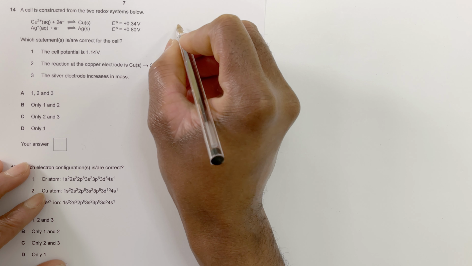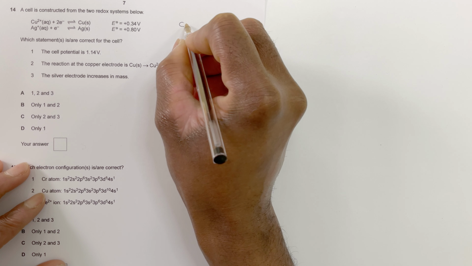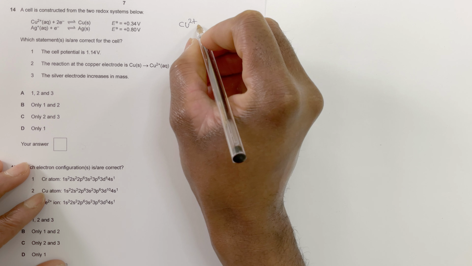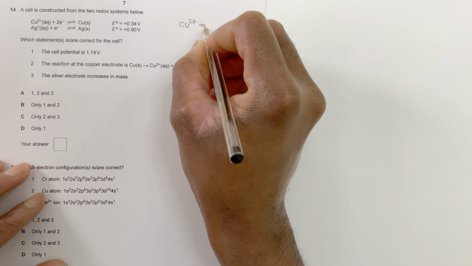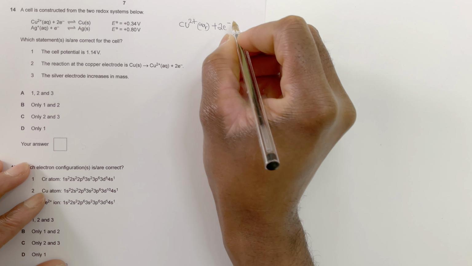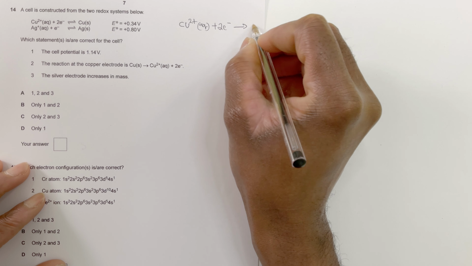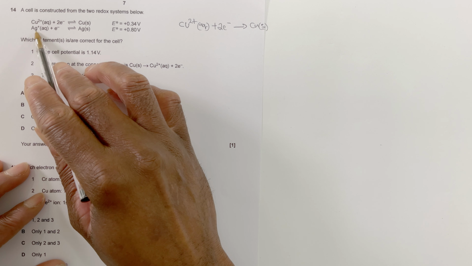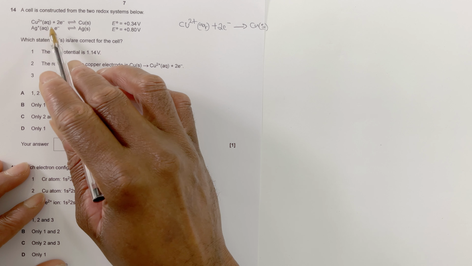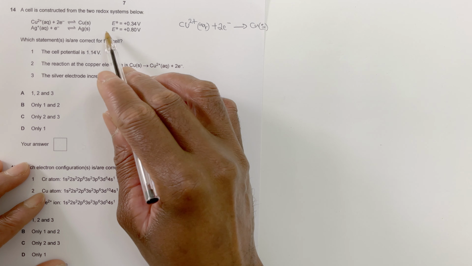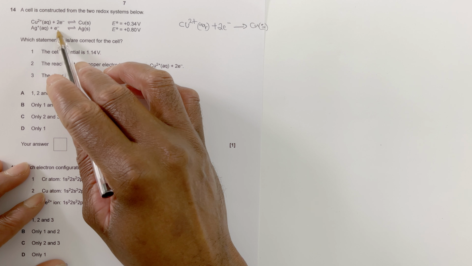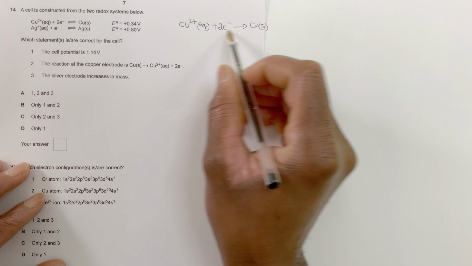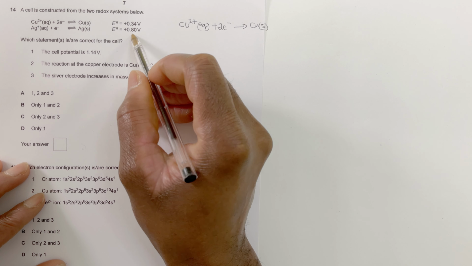So what I'm saying is the copper 2+ plus 2 electrons will not be forming copper solid when it's in solution with silver plus, because the silver plus will be the one gaining the electron, while copper will be the one losing the electron. So this reaction will have to be reversed because this is smaller than that.